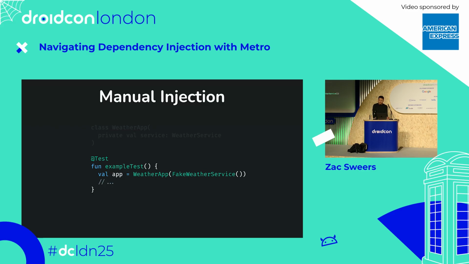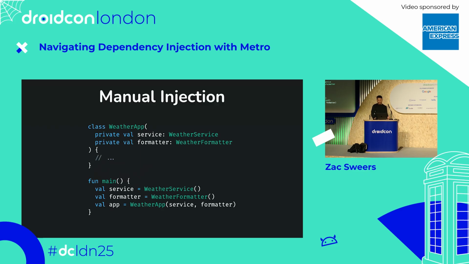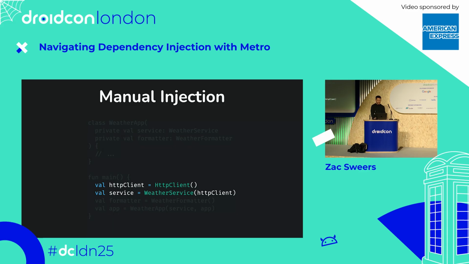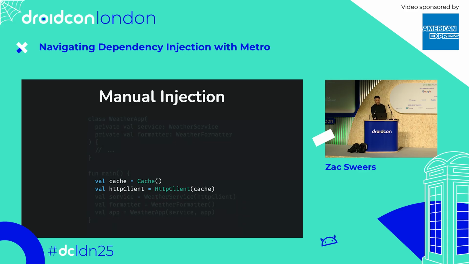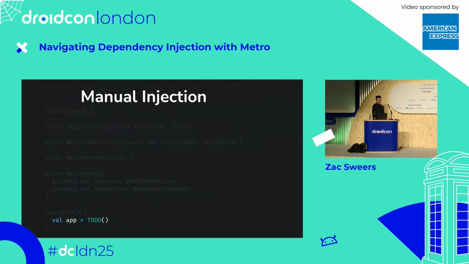Manual DI isn't free, though, because we still have all this boilerplate wiring somewhere, and it scales up pretty quick, too. Your service likely needs an HTTP client, which likely needs some sort of cache, and this is where a DI framework comes in. So without further ado, we want to dry this up and introduce Metro.